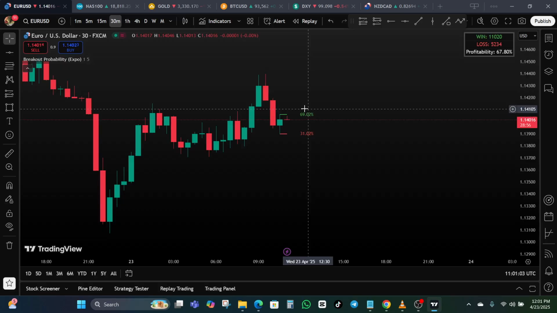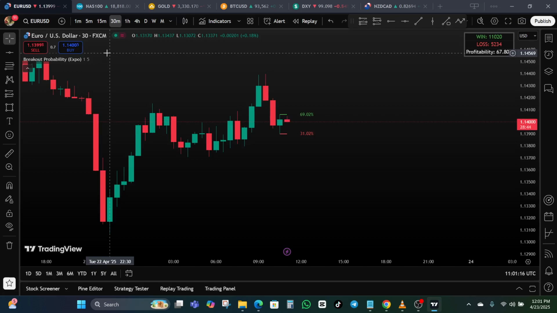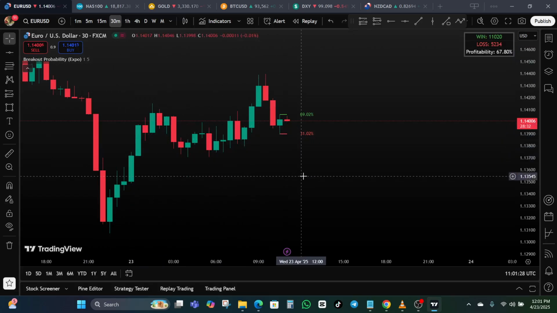Now, a few bonus tips: use multiple time frames. Check breakout probability on the 1 hour and execute on the 15 minutes. You can use a higher time frame to check for your breakout probability, and go to a lower time frame to execute the trade. Avoid trading breakouts during low liquidity sessions. Set alerts on the Expo Indicator when the probability hits your threshold, so you never miss a setup.